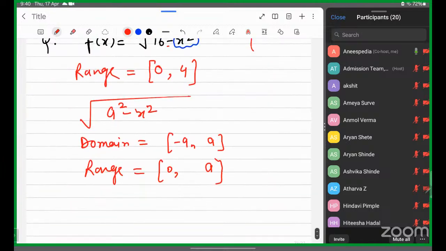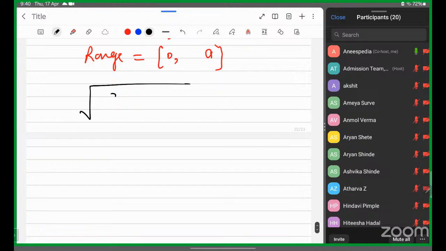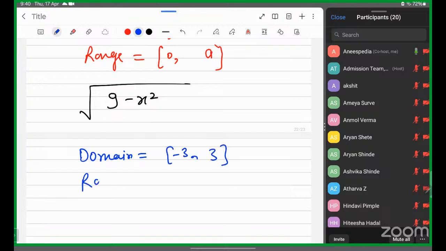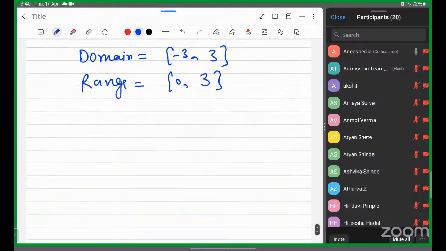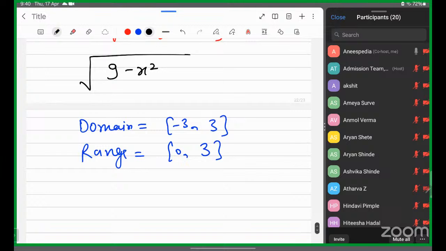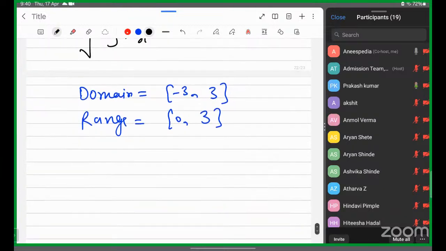So if I give you, find the range of this one. First of all, its domain. Its domain will be -3 to 3, and its range will be 0 to 3. Are you getting it? Yes or no? Yes, sir, understand.